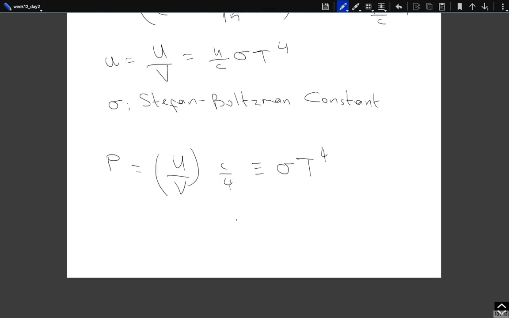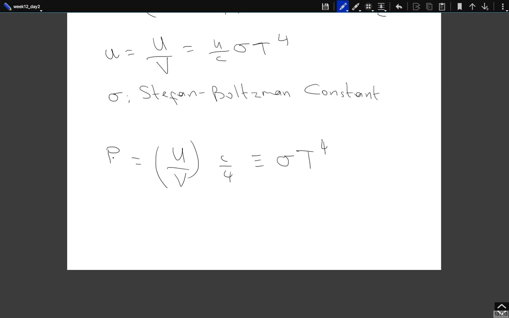Now, what else can we look for? What about the pressure? Well, let me just call this power. This is the power. This is equal to energy emitted by the black body per unit area per unit time.